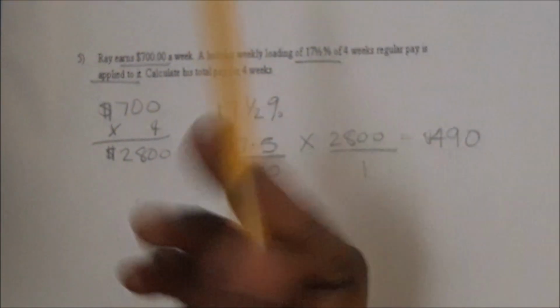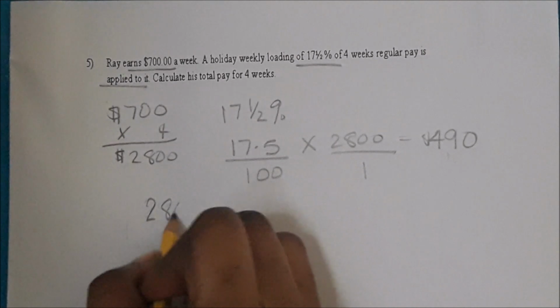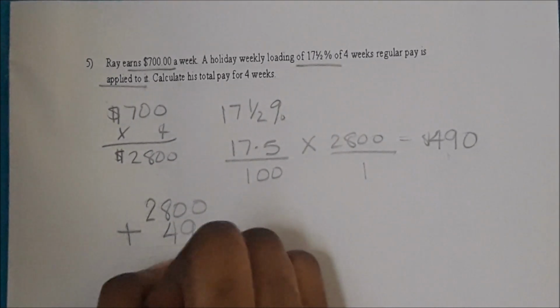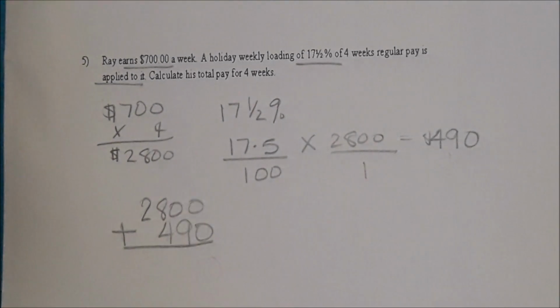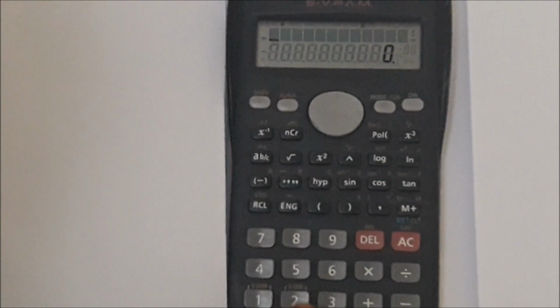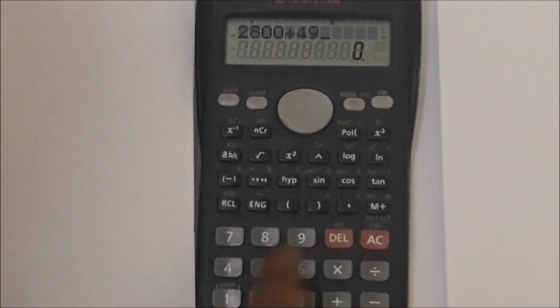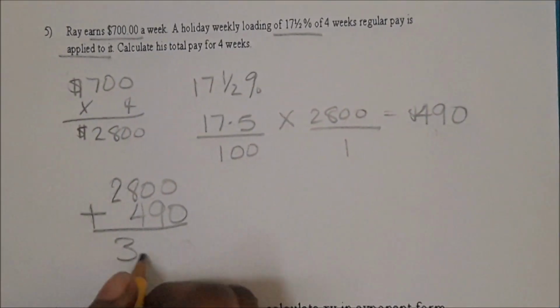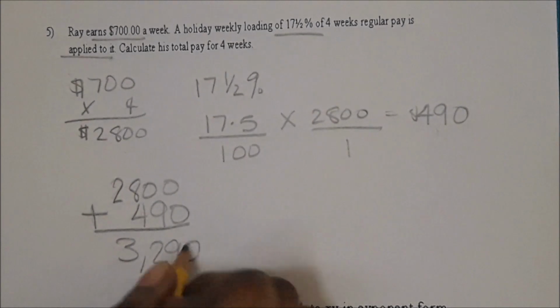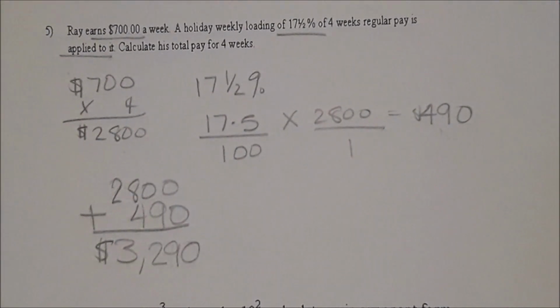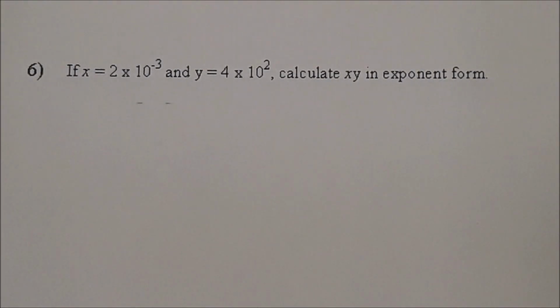We will then take the 2,800 and add it to $490. If we move to the calculator and add 2,800 plus 490, this will give us a total of $3,290. With the dollar sign. Excellent job. Number 6. Go ahead, Precious.